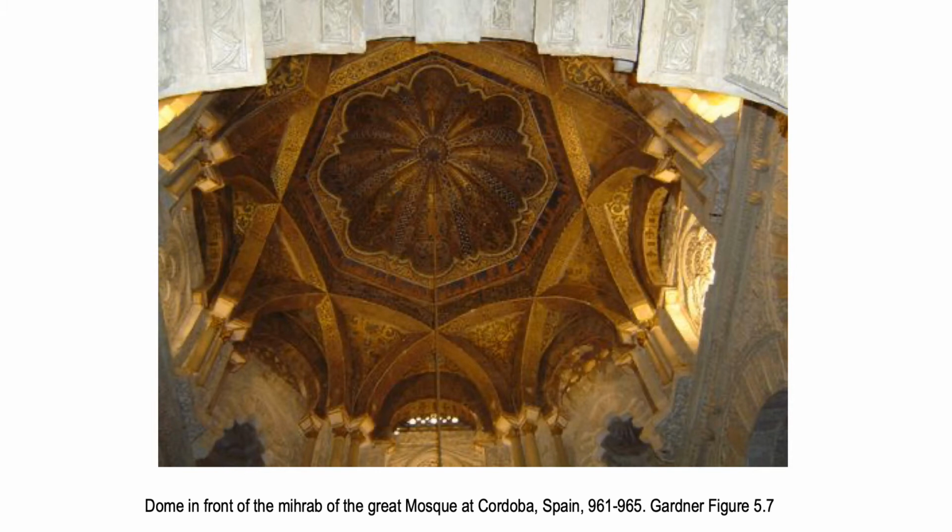This is the dome that is in front of the mihrab at the Great Mosque in Cordoba, Spain. The mihrab is the area that's... Oh no, I'm sorry. I'll have to go back and look that up for you. The Qibla is the wall that points to Mecca.